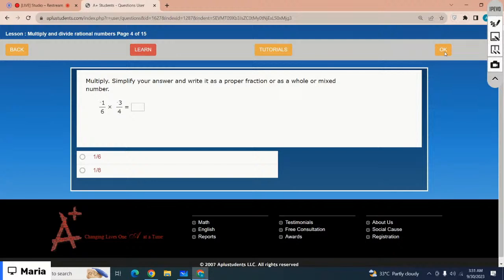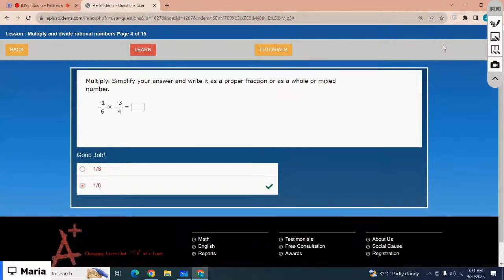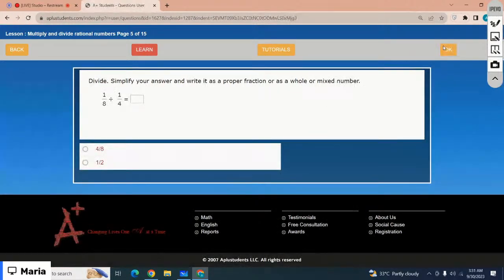The correct option is 1 over 8. Very good. Okay, the next one is 1 over 8 divided by 1 over 4. So which is the correct option?